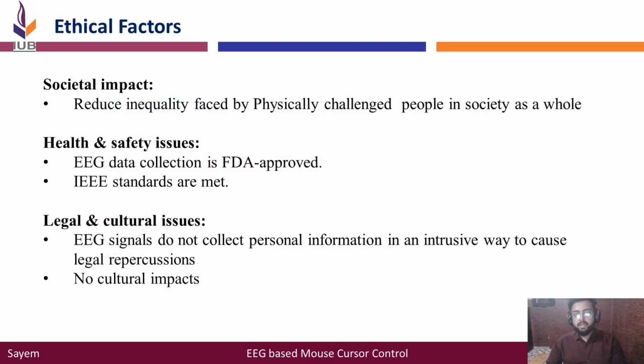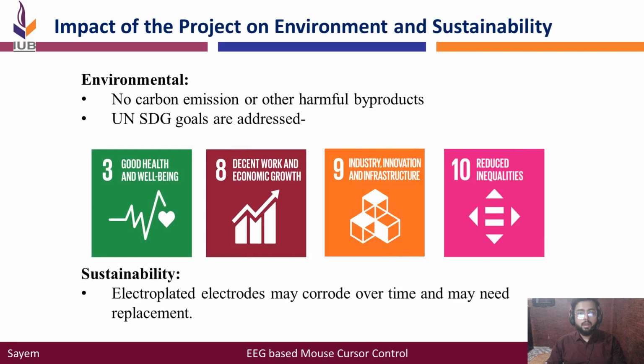So moving to the ethical factor, the social impact is that it reduces the inequality faced by physically challenged people in society, as well as addressing health and safety issues. All the IEEE standards are met, as well as the EEG data collection is FDA approved, and in the legal and cultural issues, there is no cultural impact, and the EEG signal does not collect any personal information.